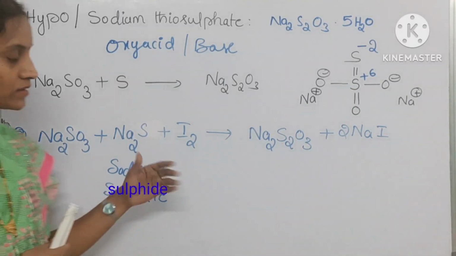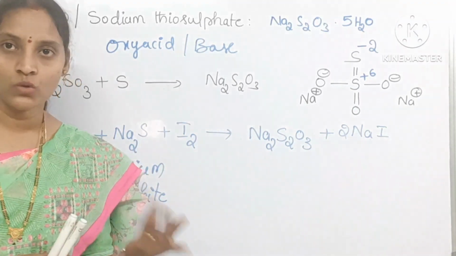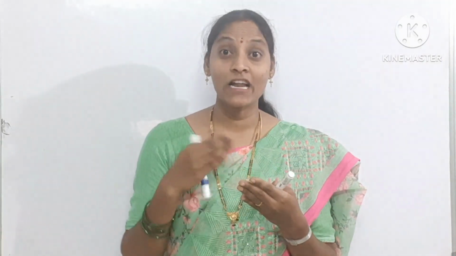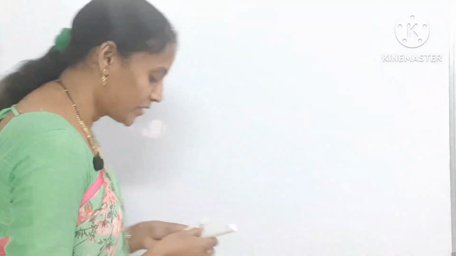Then we can see the properties of sodium thiosulfate. Now we can see the chemical reactions along with properties, and when we are going to use that particular chemical reaction, wherever a chemical use is there. You can see the chemical reactions.